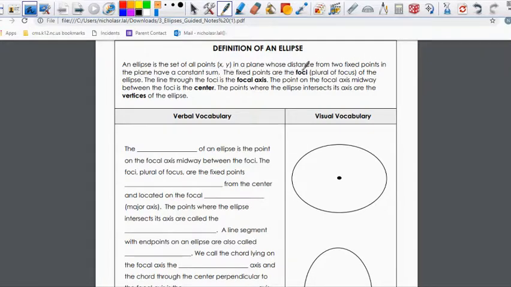The fixed points are the foci, plural of focus, of the ellipse, and the line through the foci is the focal axis. The point on the focal axis midway between the foci is the center. The points where the ellipse intersects its axis are the vertices of the ellipse.